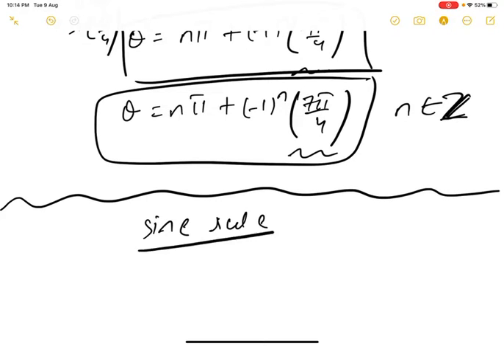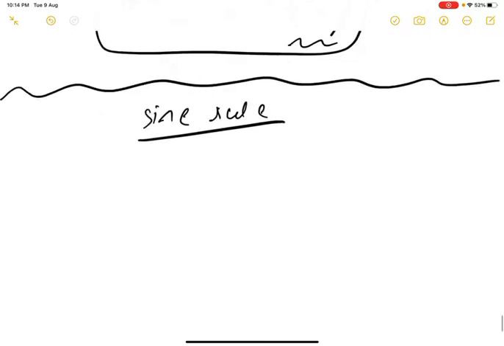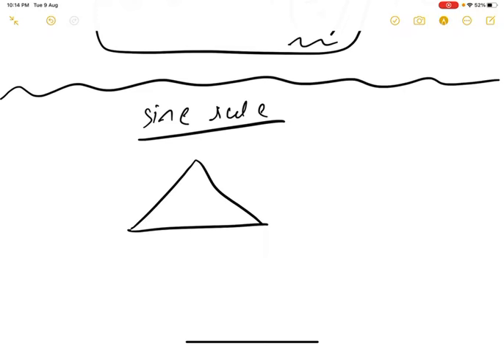Sine rule. We will first study sine rule. Sine rule is very straightforward. Let's say you have your triangle with your vertices A, B, C. Opposite to the vertices, you have your sides: small a, small b, small c. After that, what you do is you drop your perpendicular. Perpendicular means making 90 degrees. Let's say this perpendicular is h.